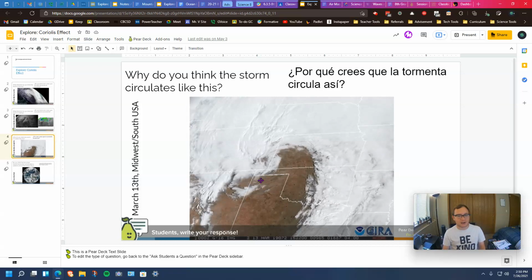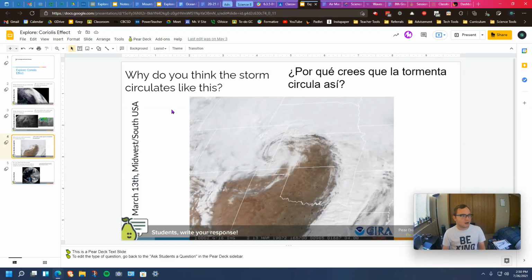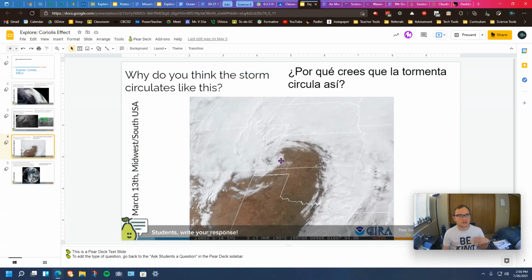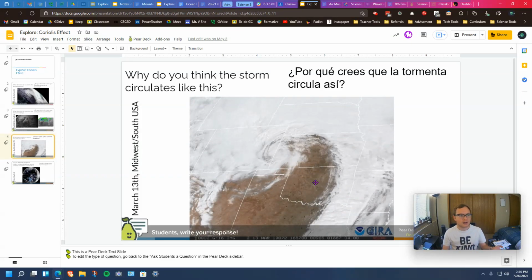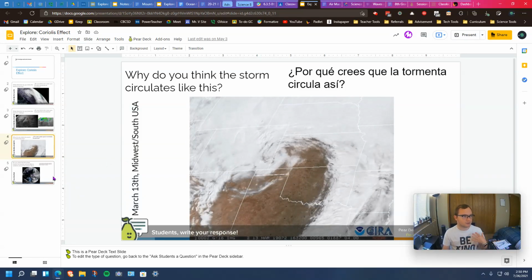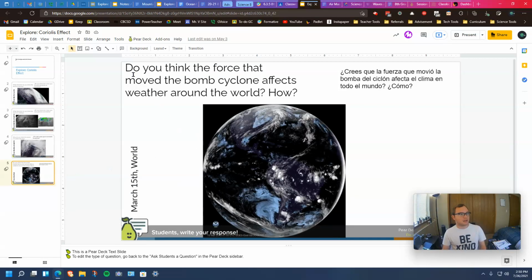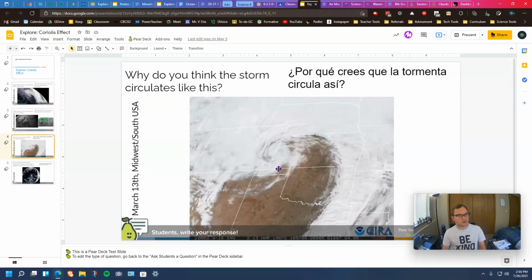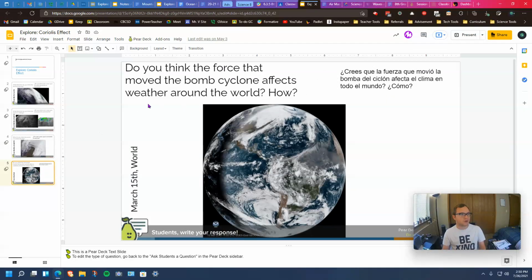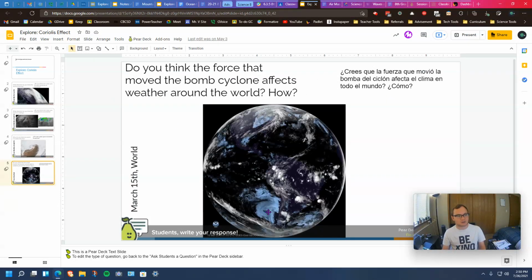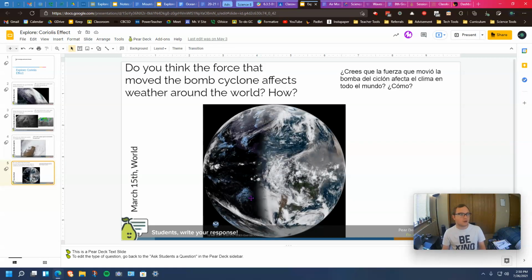This is a GIF of it, and I don't know if the GIF will work in Pear Deck. But why do you think the storm circulates like this? Again, this should tie in some of our knowledge about the Coriolis effect and what we talked about, how the Earth is rotating, the clouds are not, so it makes it look like the clouds are rotating in a confusing way. And then the last one is, do you think the force that moved the bomb cyclone, that's what this was called, a bomb cyclone, how do you think it affects weather around the world? Essentially, it causes the other storms and things to rotate and move, things like that.